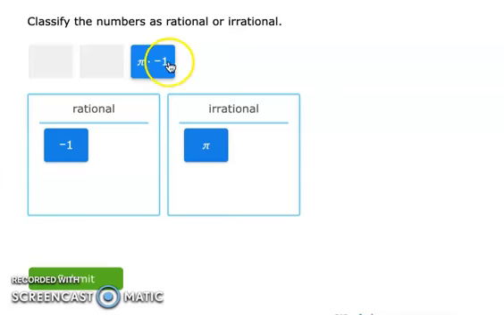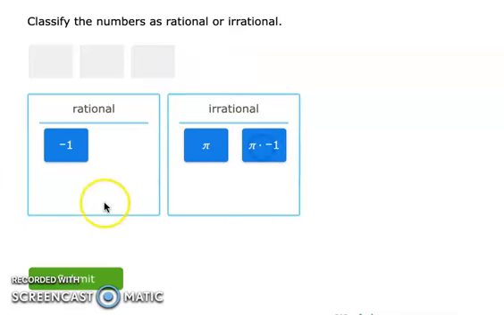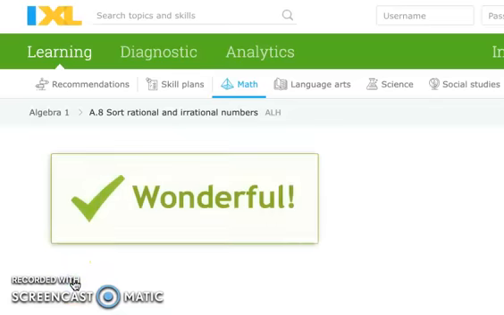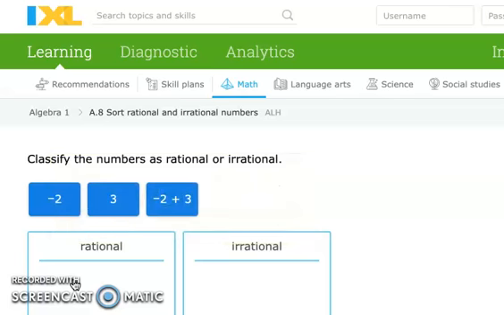It's going to be negative 3.1415 on forever, and times 1 is the same number. So this decimal still stays non-repeating. The only thing that changes is it becomes negative, but it's still a decimal that is not repeating and not terminating. Therefore, this number is still an irrational number. Let's submit the answer, and our answer is correct.